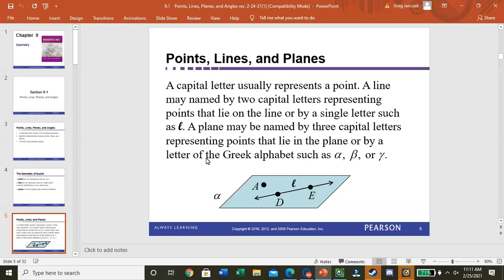Okay, points, lines, and planes. A capital letter represents a point. You have your line here that extends out indefinitely in both directions. Points. Letter alpha. And the plane, they use like an L there. All right, so now all of these are on the same plane. All these points are all on the same plane.